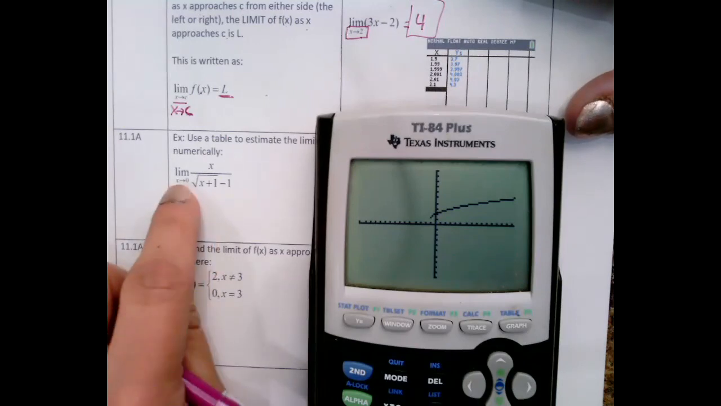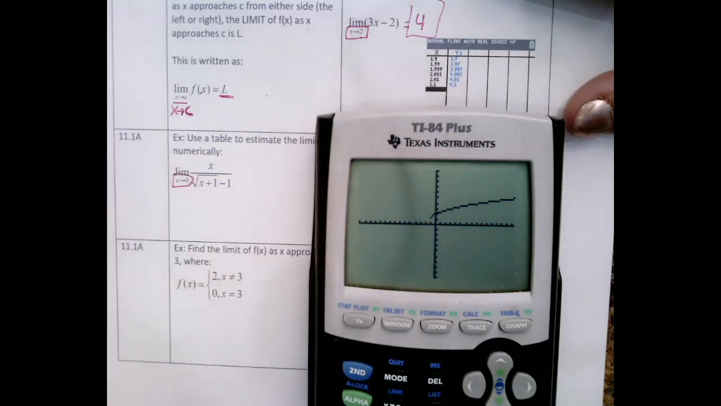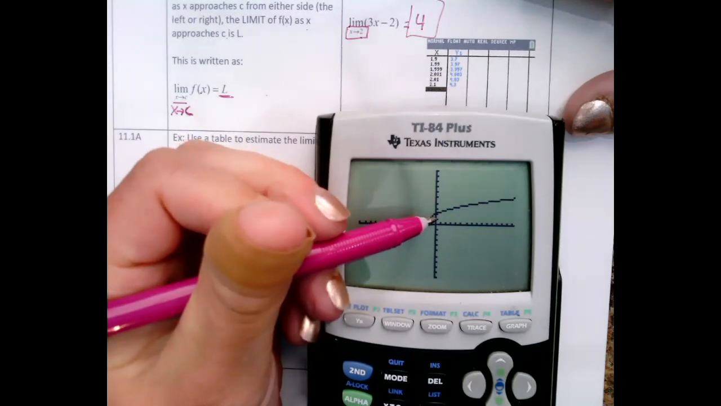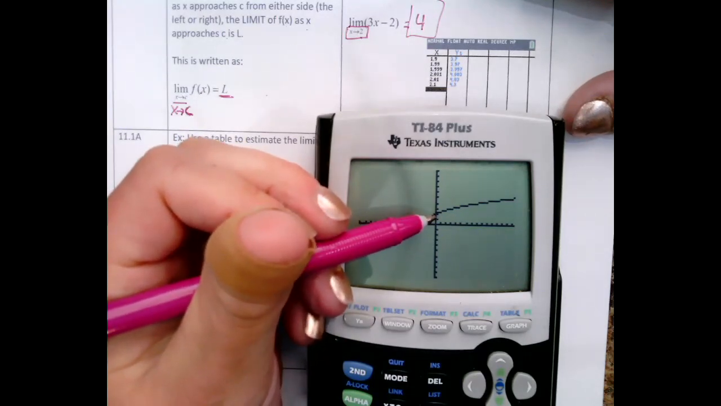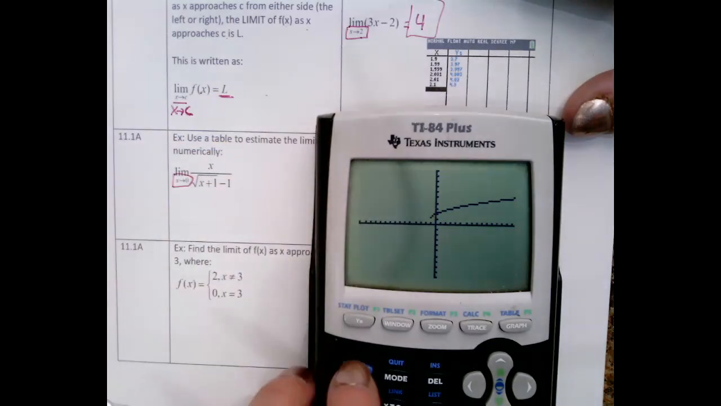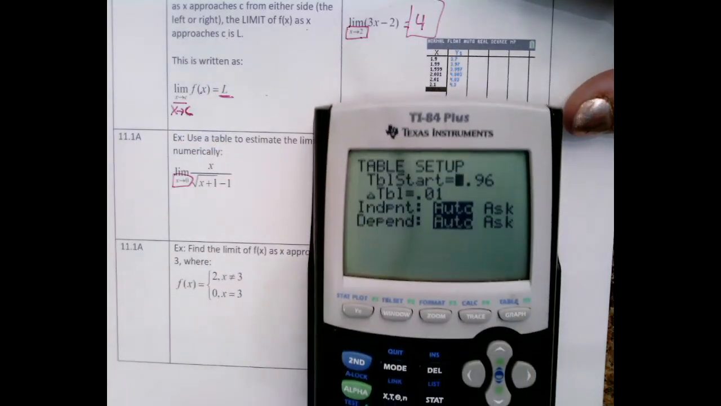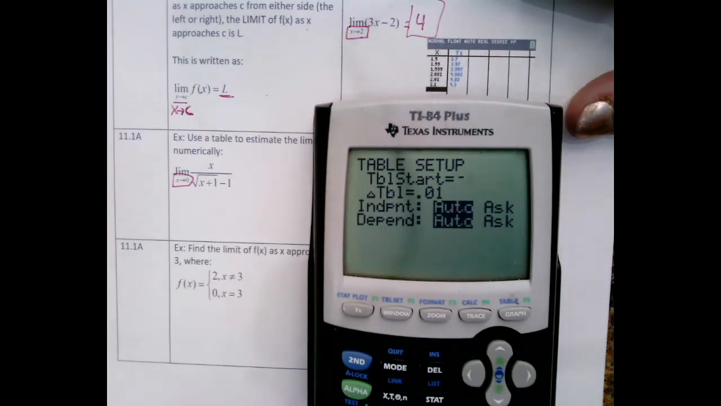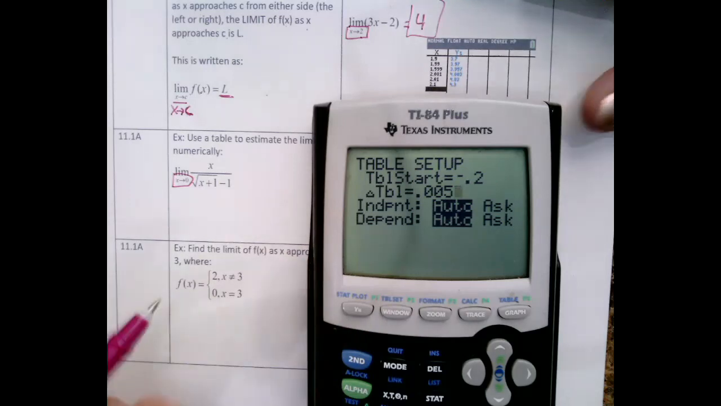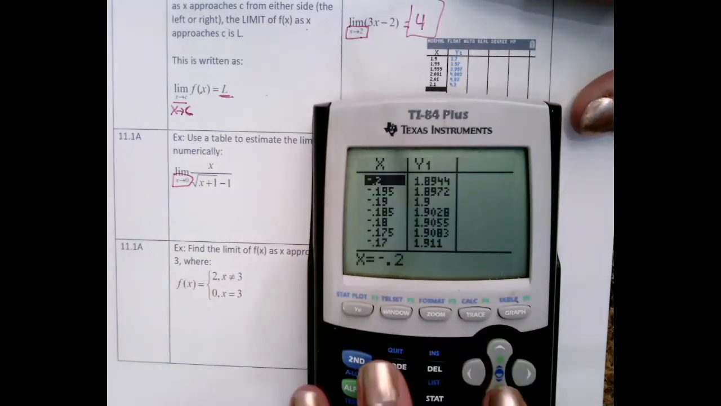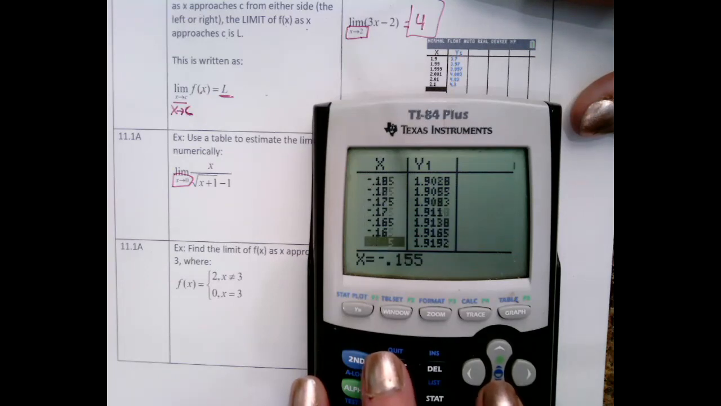Now I want to know, as x gets really close to 0, what are we approaching here? On the graph, it looks kind of like it's approaching 2, but we're going to go into our table and see. I'm going to start at negative 0.2. We're not going to start too far back, but I am going to change this to 0.005, so we're going in really small increments. Now we're at negative 0.2, and we're getting closer and closer to 0.